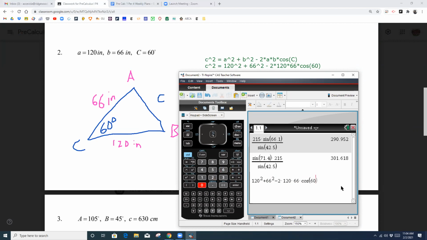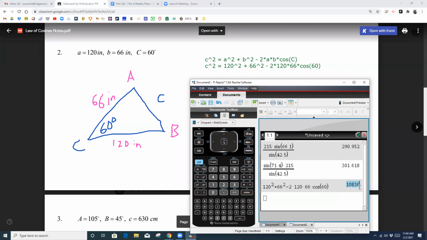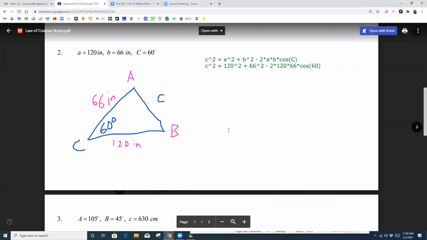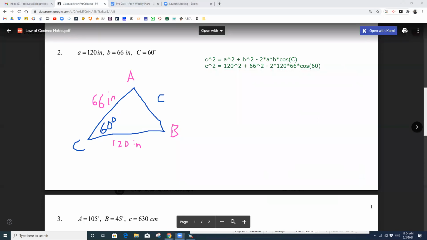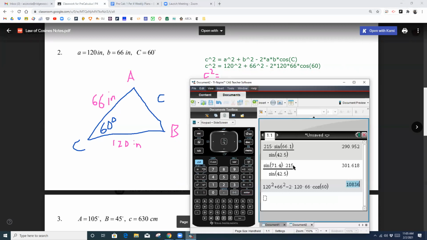All right, so type that in the calculator, boom. Now that would be C squared. So if you ever get a side that's like really big, all right, you probably just forgot to square root it. All right, so now we have C squared is equal to that number. Oops. So C squared is equal to, oh, lost it.